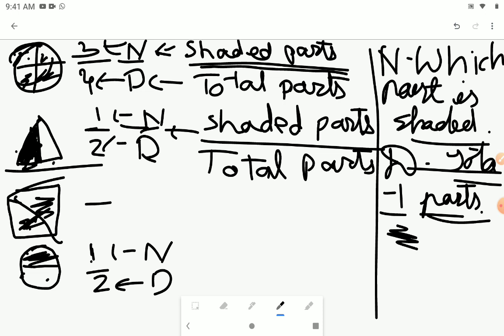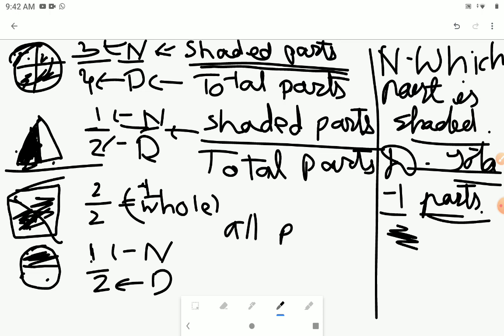Now I will tell you this. This is 2 by 2. We call it one whole, not 2 by 2. We call it one whole to express that all parts are shaded. If all parts are shaded, all parts are shaded.